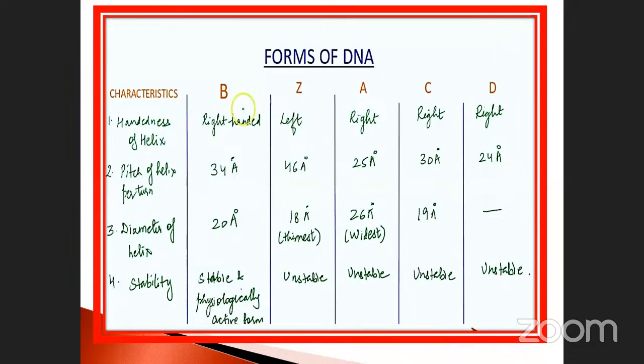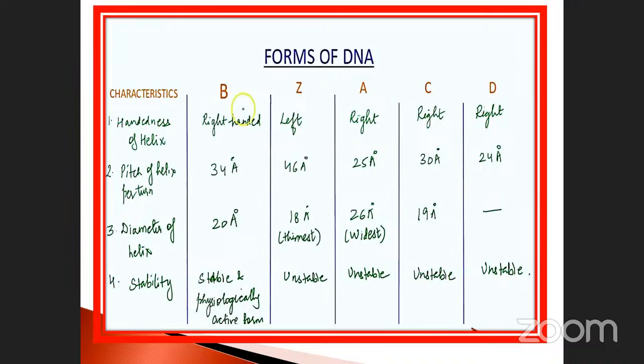See the structures also: B, Z, A, and C. These are handwritten notes. Right-hander, left-hander, right-hander, right. All are right except Z only. So already we discussed: 34 Angstrom, 46, 25, 30 Angstrom, 24 Angstrom. Diameter 20 Angstrom, about 18, 26, 19, there is none. Stable, biologically active forms. Unstable, unstable, unstable, unstable. B form is the only stable one. Sometimes they ask which one of the DNA molecules is stable other than Z DNA, like that. Match the following.